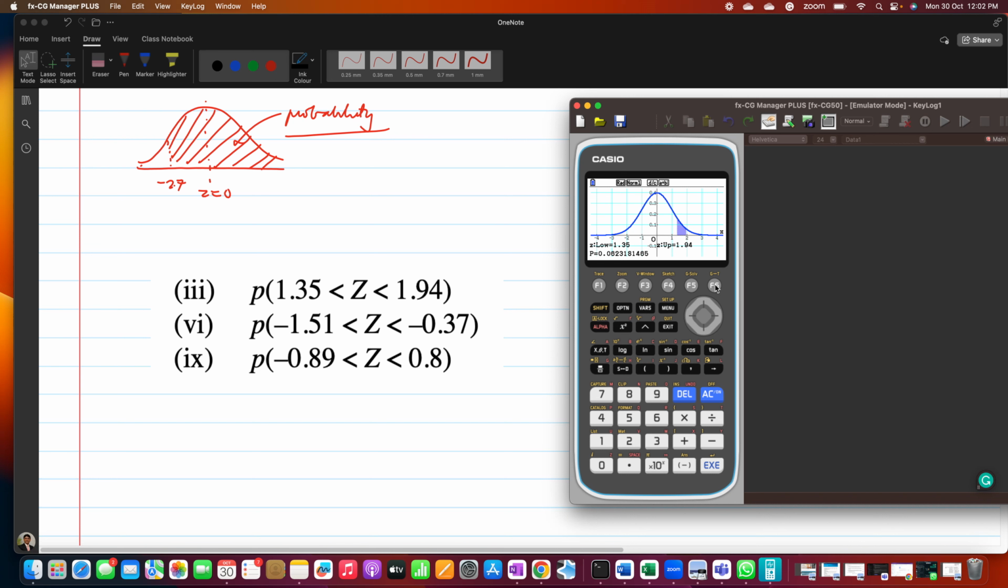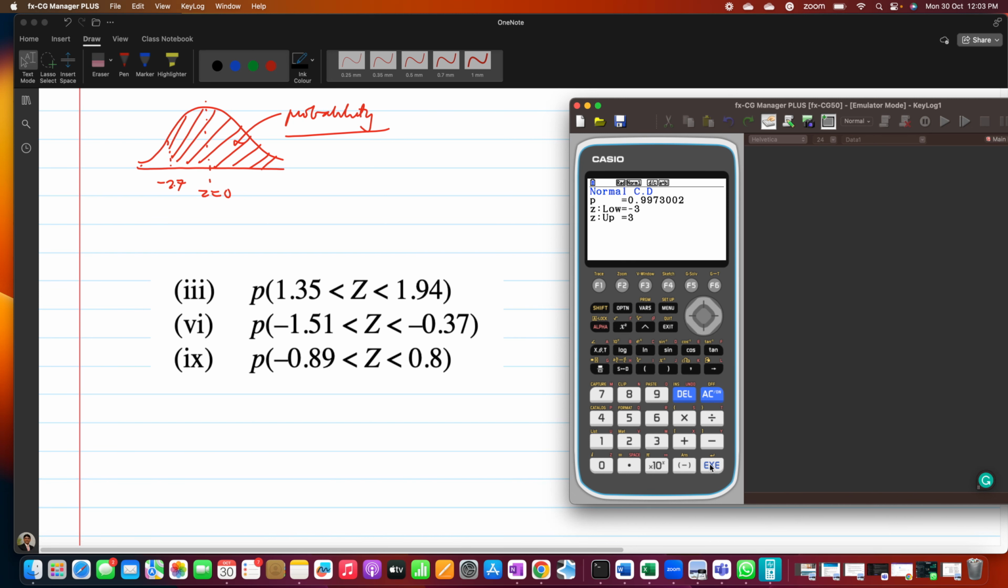How much lies within one standard deviation? If you want to find that out, you take lower as -1 and upper as 1. How much percent of the data lies? 68% of the data lies. For 2 standard deviations, you take -2 and 2: 95.4%. And for 3 standard deviations: 99.7%.